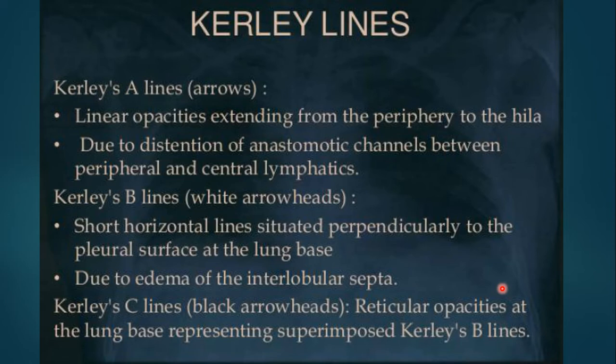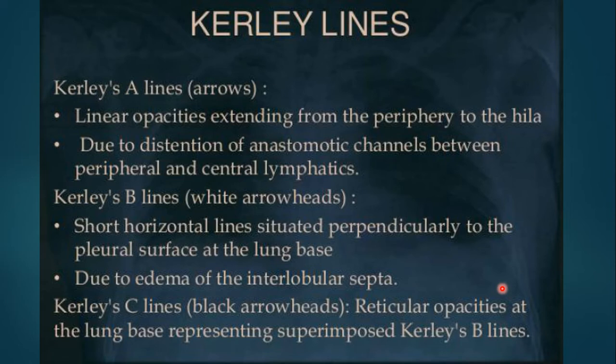Regarding curly B lines, they are short horizontal lines situated perpendicularly. The important thing is perpendicular, not parallel, perpendicular to the pleural surface at the lung base. Almost always we see them at the lung base. Rarely we see them elsewhere. And it is due to the edema of the interlobular septa.